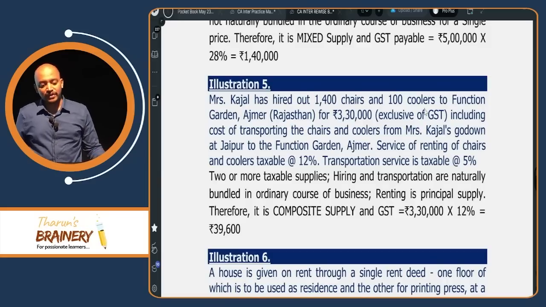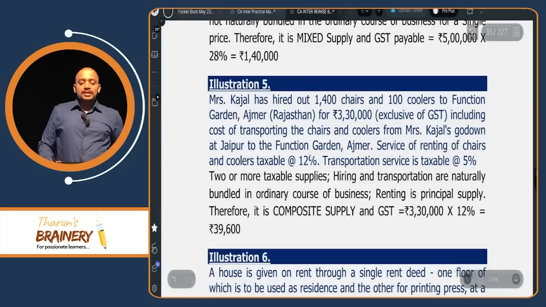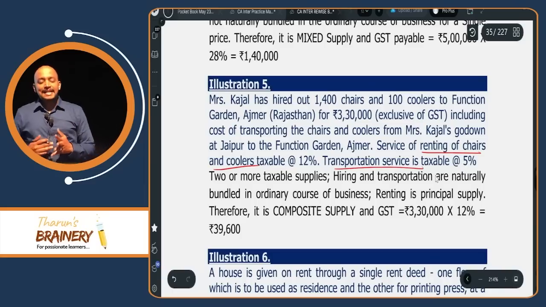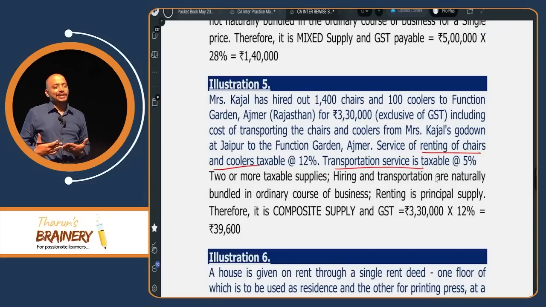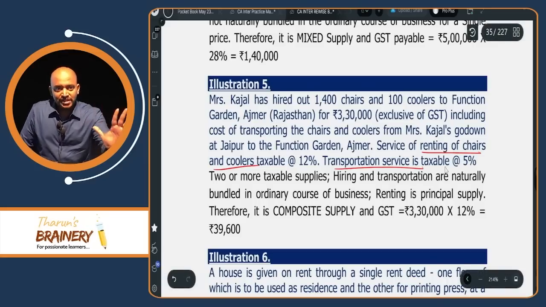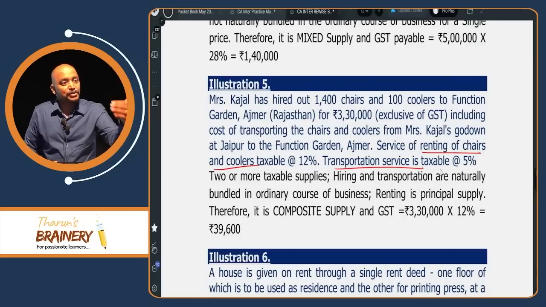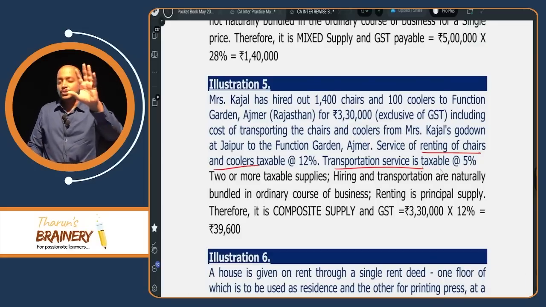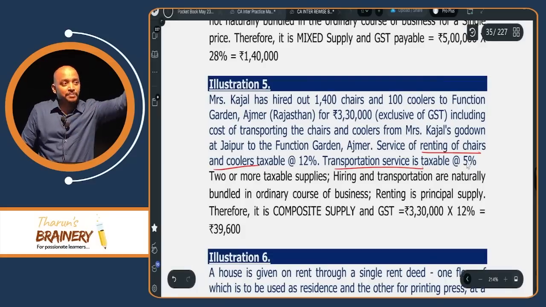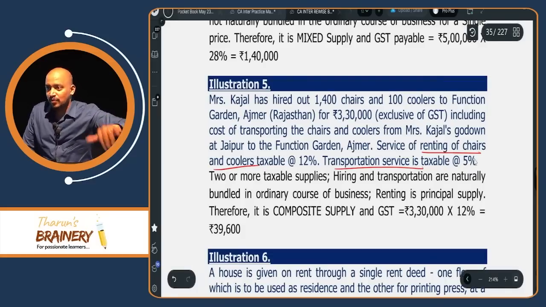Now, in this case, what do we need to do? First, all are taxable. What are the two elements here? Renting of chairs and coolers, and transportation. Both are taxable. Is it naturally bundled in the ordinary course of business? Yes, in the ordinary course of business, the one who is giving the renting of chairs, etc., will also do the transportation. Usually, when a function is happening, we order some shamyana and chairs, etc. What will they do?